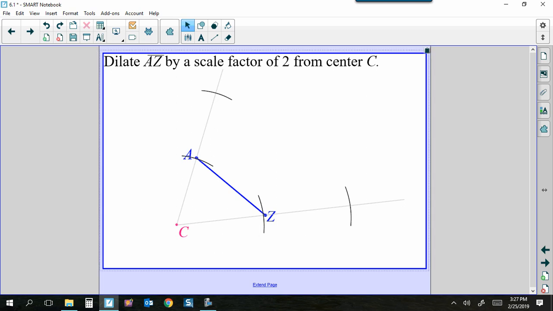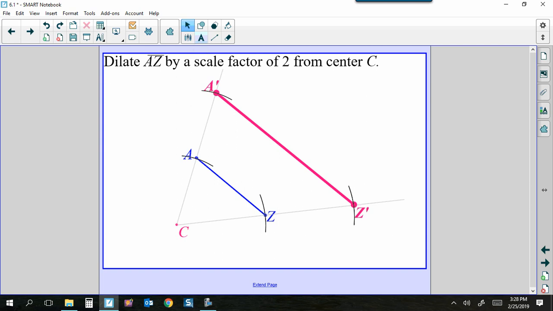So now with your straight edge, you're simply going to go through and you get your line segment. I'm a little off. I'm going to cheat for video purposes. There we go. So a couple things we know. We know that the distance A prime is from C is double the distance A was from C. Same with Z prime. We also know that the length of A prime Z prime is twice as long as AZ. That's all you need to know right now.